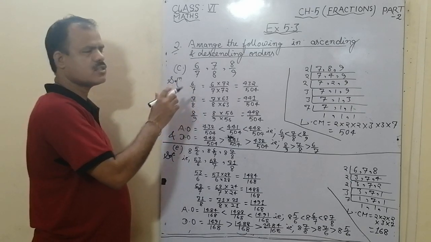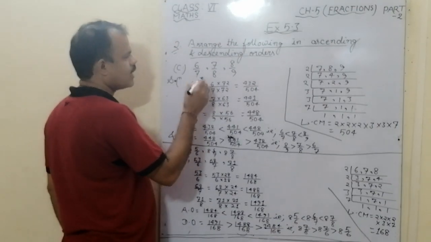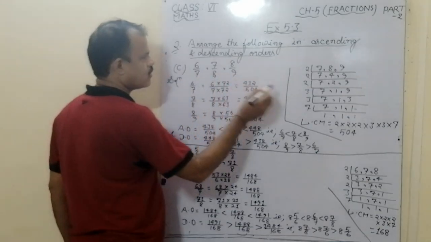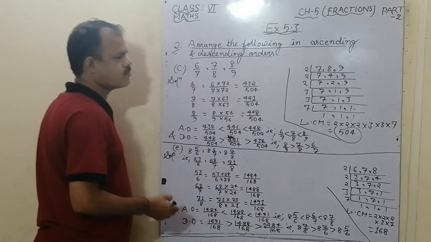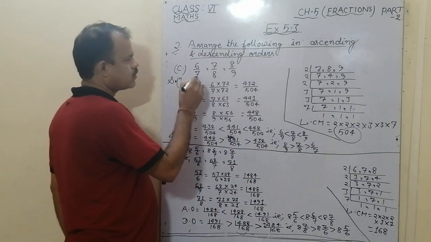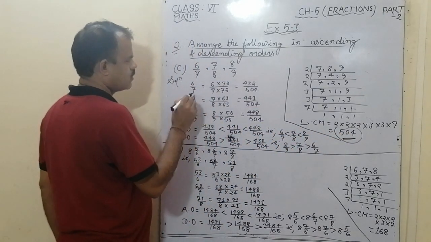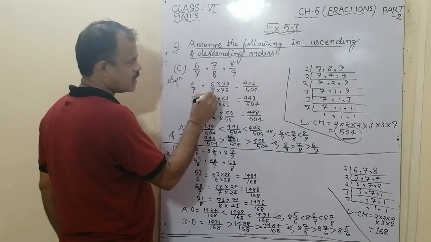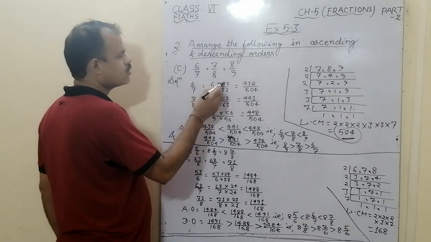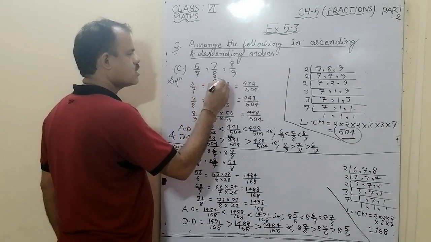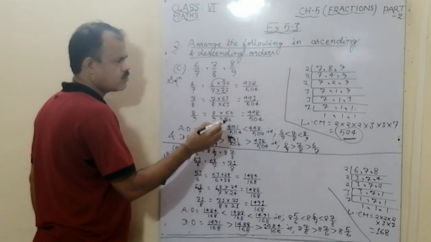So first we have to convert this into like fractions. So we have to take the LCM of the denominators 7, 8, 9. So we find the LCM, that is 504. So student, we have to convert 7, 8, 9 into 504. So 6 by 7. By what number do you multiply 7 so that the answer is 504? Yes, 72. So we multiply both numerator and denominator by 72. So 6 times 72 is 432 and 7 times 72 is 504.